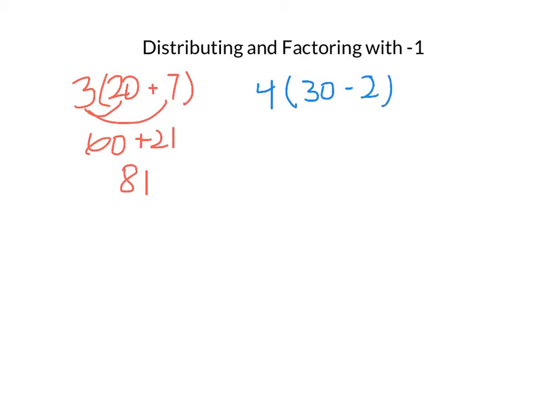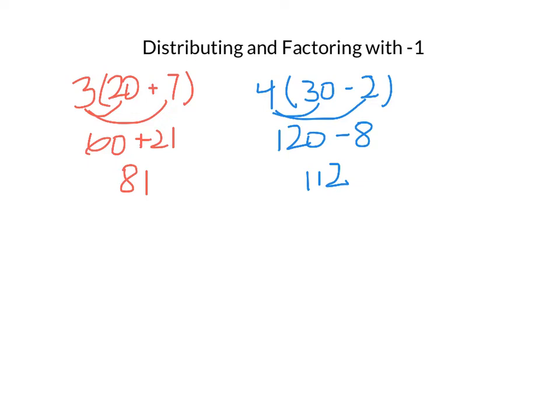So you're still going to multiply each term inside. 4 times 30 is 120. Minus 4 times 2, 8. So that would be 112. So that's distributing. Now it's also considered distributing, but more specifically factoring. Factoring is, I guess, a branch of distributing if we work the other direction.